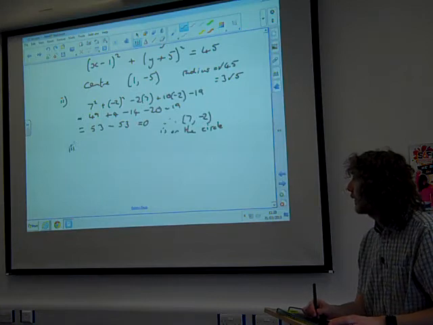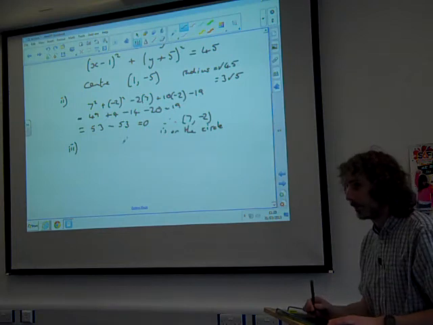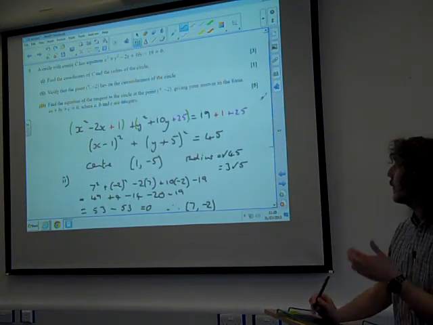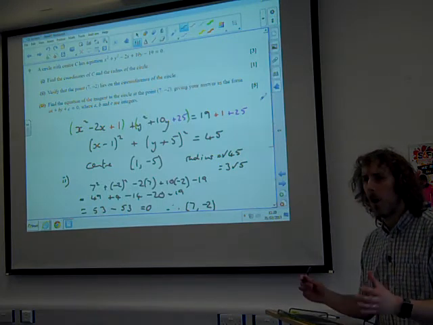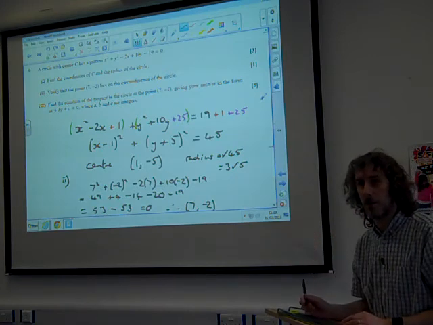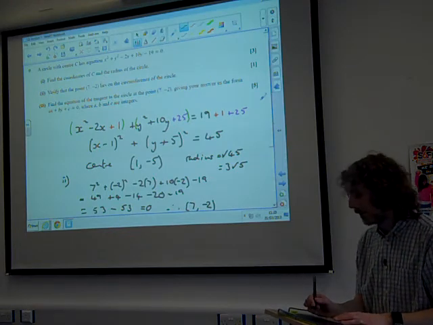Right. There's a jump. Part 3. Find the equation of the tangent of the circle at point 7, minus 2, giving your answer in the form like that. Whoa, and suddenly, after a really tame first 4 marks of this question, they throw this at us, and this feels like a much bigger deal.